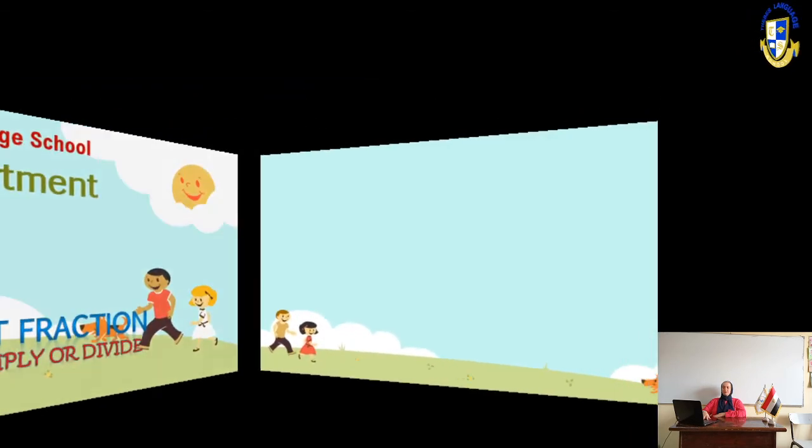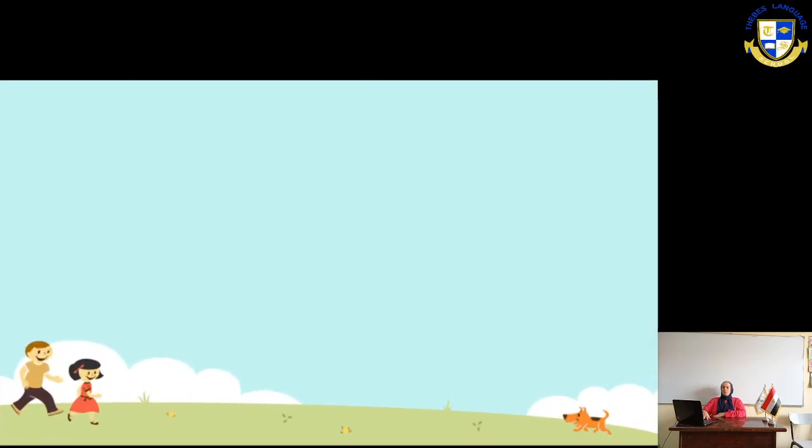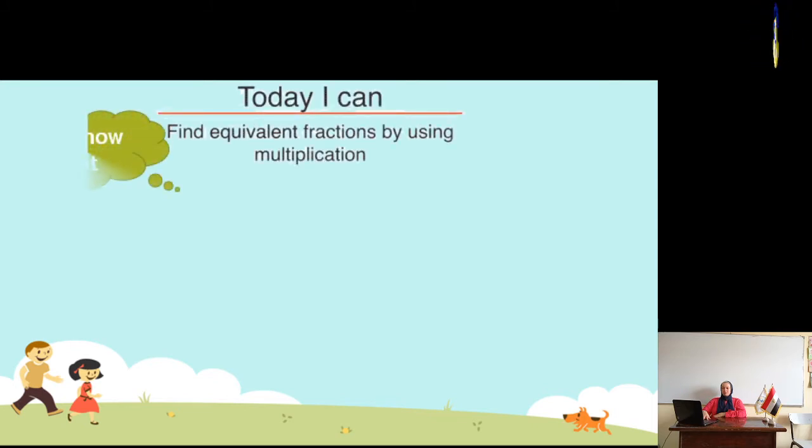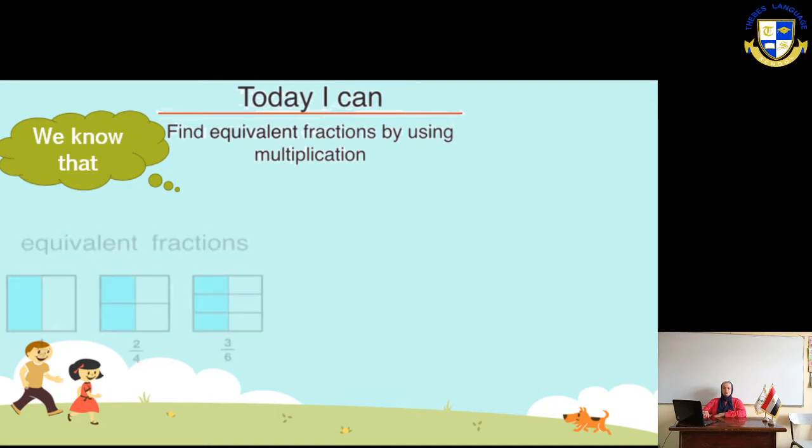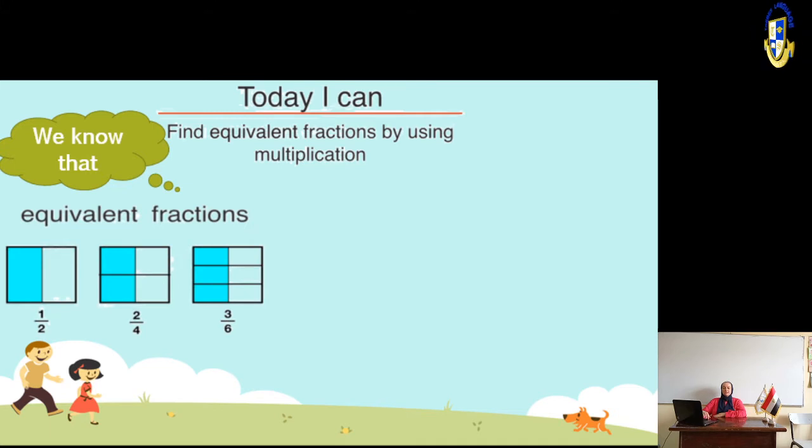In our first page, we know that to find the equivalent fraction by using multiplication. Here are the equivalent fractions. Here we have three rectangles. The first one is cut into two parts, the second is 4 parts, and the third is 6 parts. We shaded 1/2 equal to 2/4 equal to 3/6. Okay, so the half is equal to two fourths. How can we change the half into 2/4?